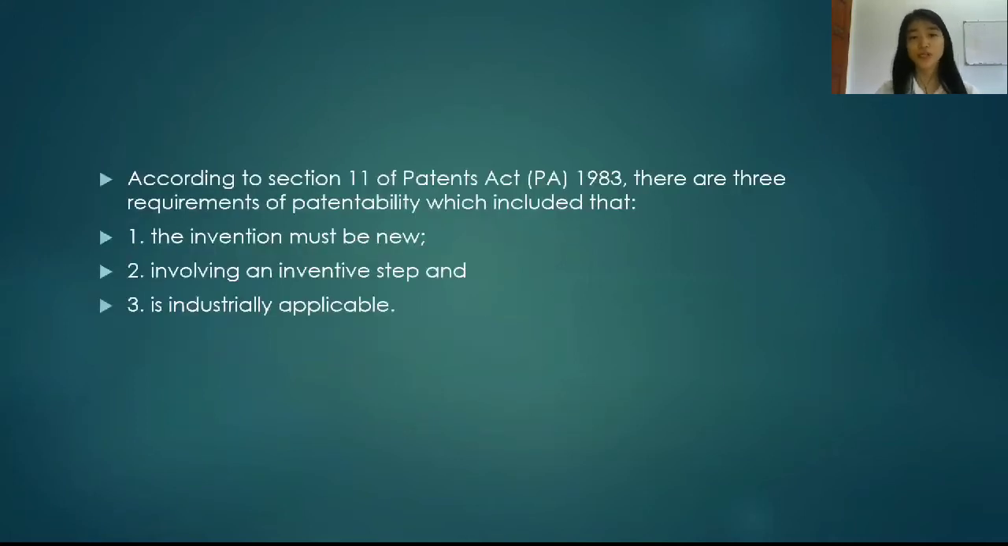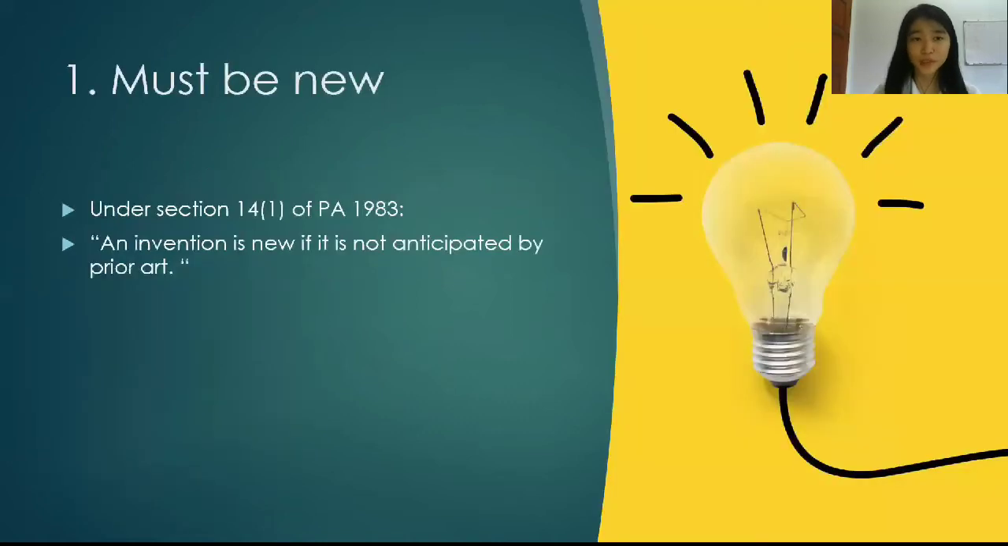According to Section 11 of the Patents Act 1983, there are three requirements of patentability, which are that, firstly, the invention must be new, secondly, it involves an inventive step, and thirdly, it is industrially applicable. I would like to explain briefly about these three requirements. So firstly, the invention must be new.